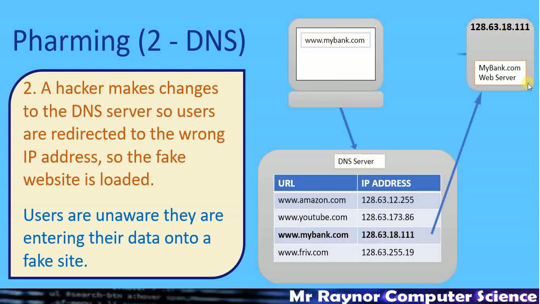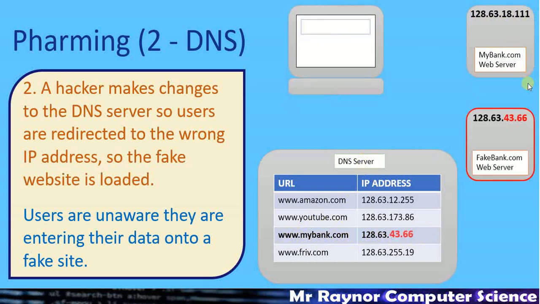With Pharming, what happens is somebody very clever, a hacker, gets to access the DNS server and change the IP address that is listed there. So you can see again, mybank.com now has this dodgy IP address ending. It's been altered to take us to the wrong place. So we'll just see that in action.